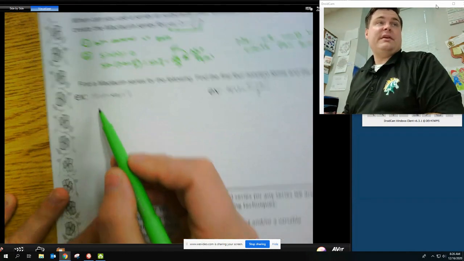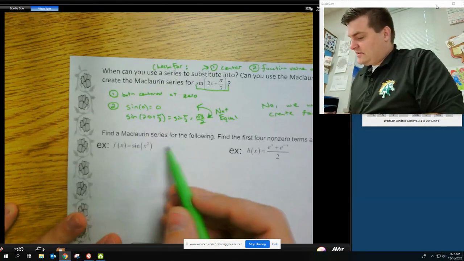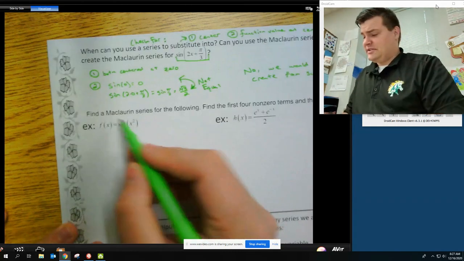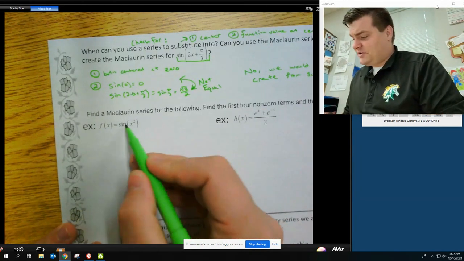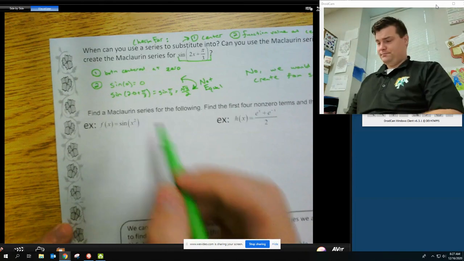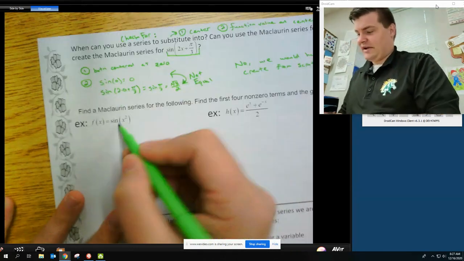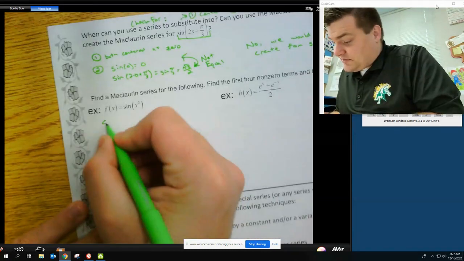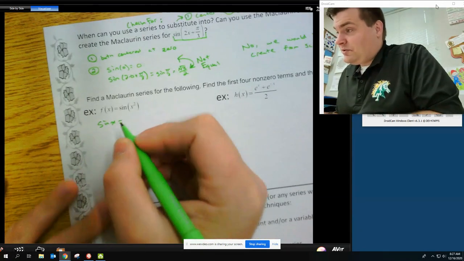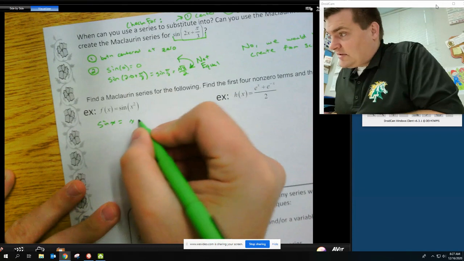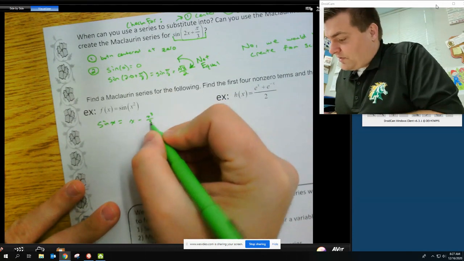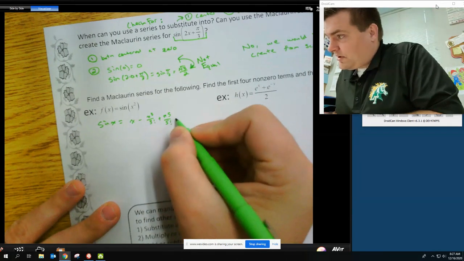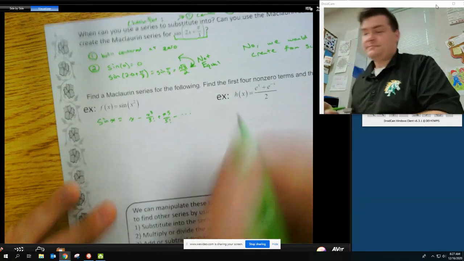But here's 2 examples where you can. So for this one right here, it says find the Maclaurin series. So these are both centered at 0 because it says Maclaurin series. And then sine of 0 is 0. Sine of 0 squared is 0. So 1 and 2 check out for this. Okay? So we can just substitute this in. So sine of x is equal to x minus x to the third over 3 factorial plus x to the fifth over 5 factorial minus, and you get the idea right there.